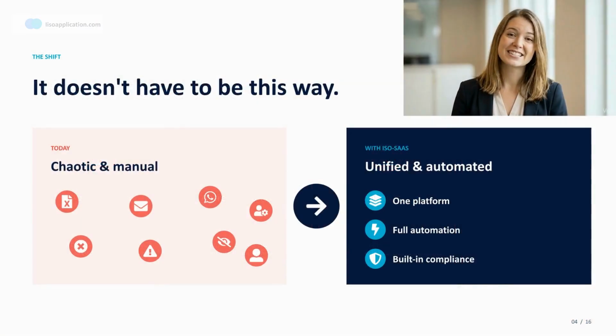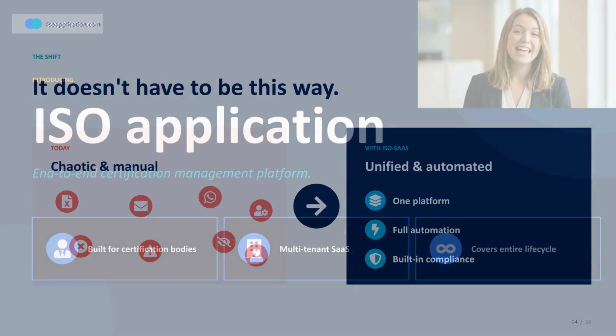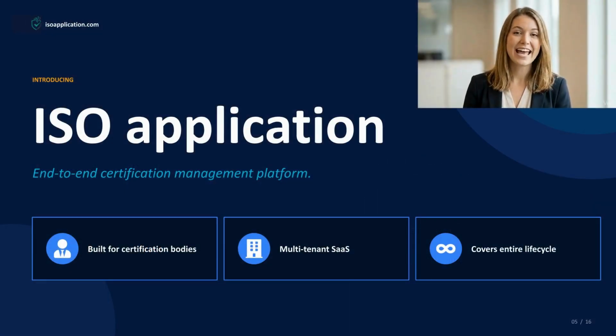The good news is that it doesn't have to be this way. You can shift from a chaotic, manual system of disparate tools to a unified and automated platform like ISO SaaS for one platform, full automation, and built-in compliance. Introducing ISO Application, an end-to-end certification management platform. It is built specifically for certification bodies, is a multi-tenant SaaS solution, and covers the entire certification lifecycle.